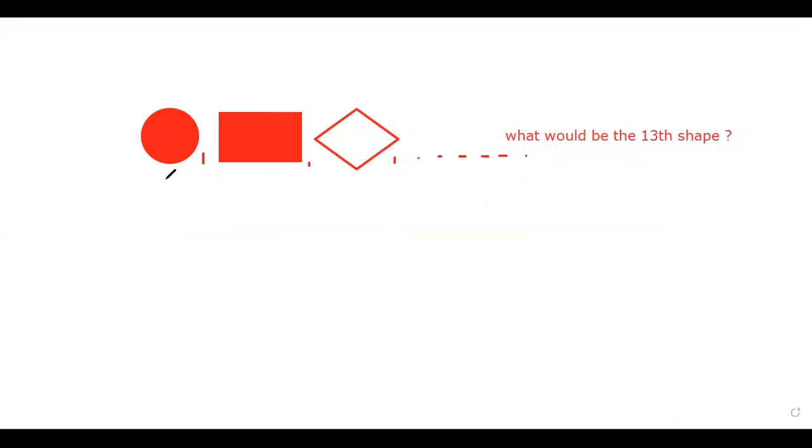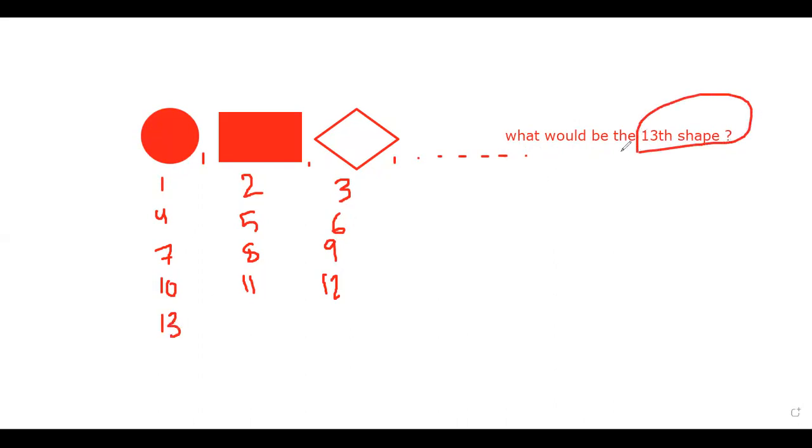First of all, just name them 1, 2, 3. Now keep going on with numbers: 4, 5, 6. Then keep on: 7, 8, 9, 10, 11, 12, 13. So the 13th shape will be what? A circle. Right? You see that?